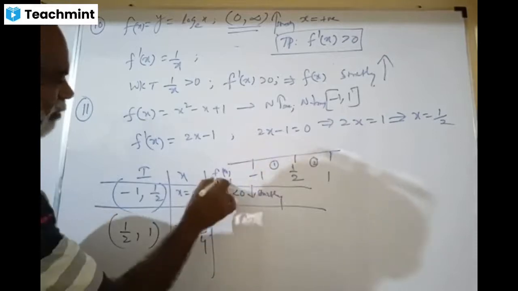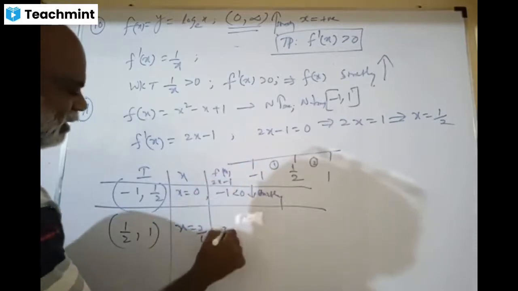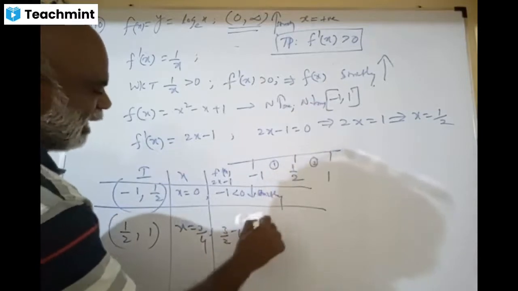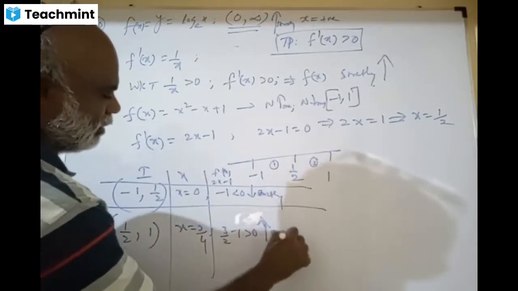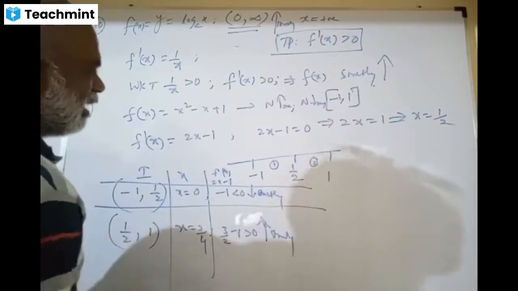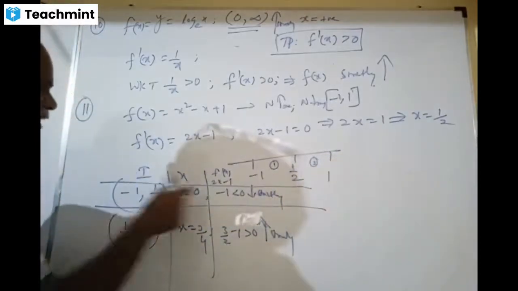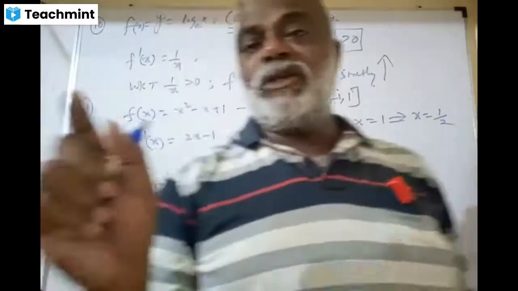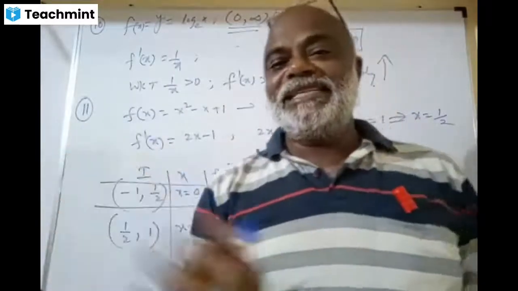Put 3 by 4 here, you get 3 by 2 minus 1. It is greater than 0, so strictly increasing. Therefore, in this interval it is decreasing, and in this interval it is strictly increasing. Throughout the interval minus 1 to 1, it is neither increasing nor decreasing.